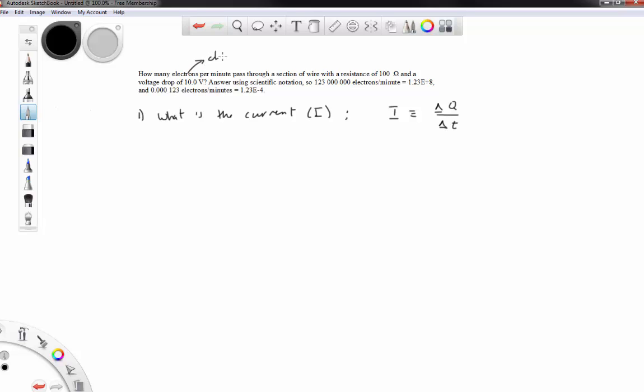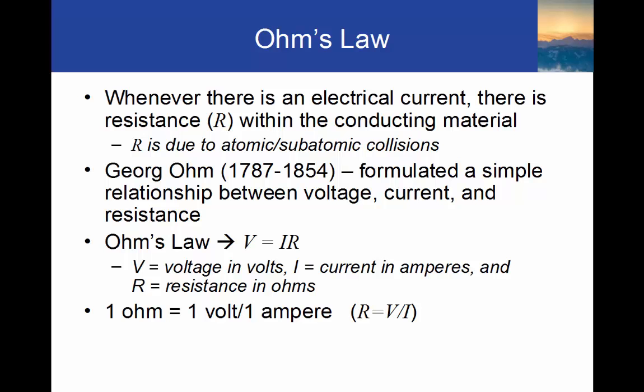charge carriers, pass through a section of wire per minute. So this is per time. So we know we're looking for a current here. So how can we figure out this current? Well, as it turns out, we have Ohm's Law.